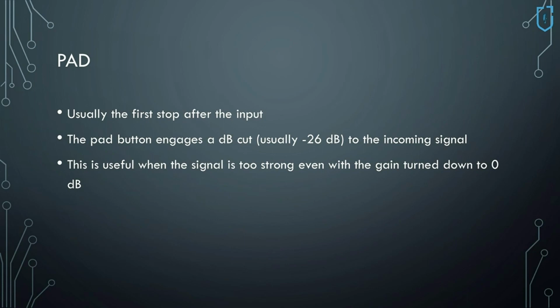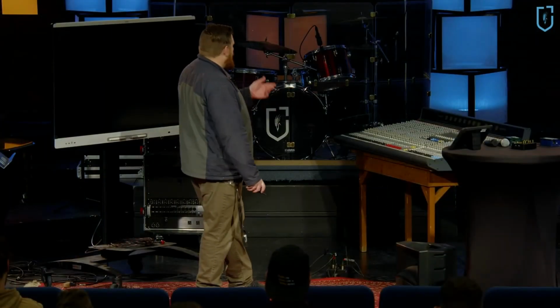Pad, some of us were talking about this. So this is generally between your preamp and the input. And this is just if the signal's so hot that you turn the gain all the way off, basically, and you're still redlining. The signal's just too hot coming in. This will just turn it down quite a bit. Usually on the DI, it's 15 dB. A lot of mixers will do like 26 dB, and then you can now use your preamp gain.